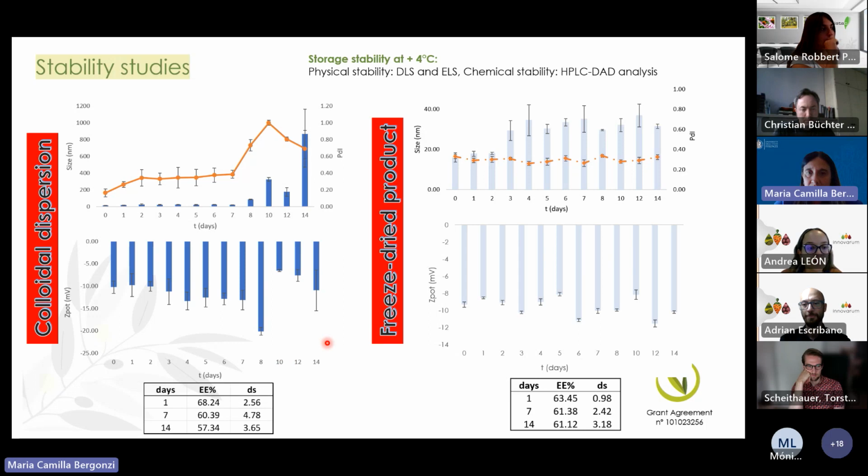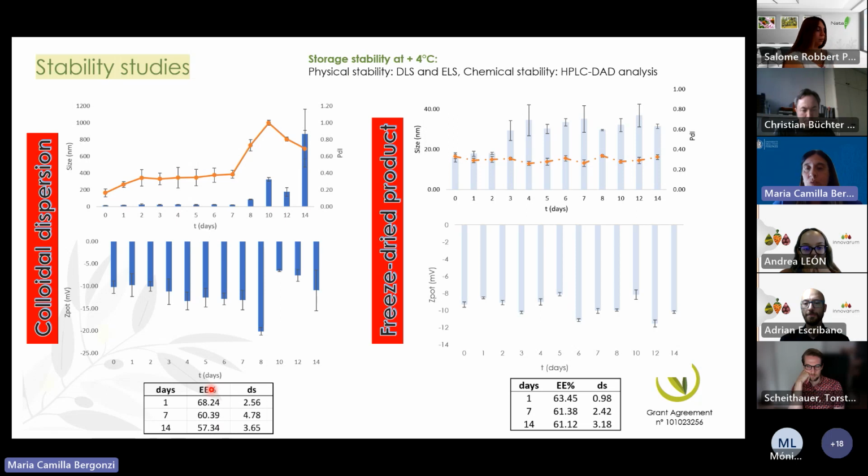To improve the stability of the OLEAF4VALUE, we performed the stability study at 4 degrees centigrade on a colloidal dispersion, and then in a polymeric micelle, in this case as in liquid form, or as a freeze-dried product, a solid form. As colloidal dispersion, the micelles remain stable until 7 days, only for 1 week, and after we have an increase of size, a decrease of polydispersed index, and a decrease of encapsulation efficacy.